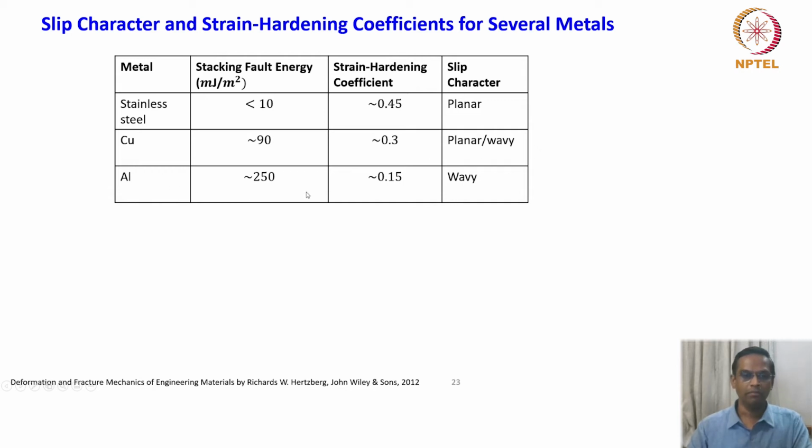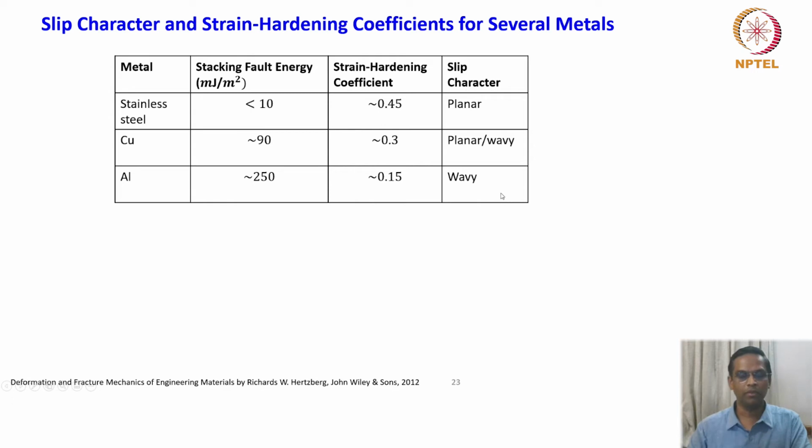And if you look at the aluminium, which has a very high stacking fault energy, you can relate all these stacking fault energy values with the dislocation dynamics and mechanics, which we are already familiar with, right? But when the stacking fault energy is very high, in this context of mechanical testing, especially a tensile test, the material has a low strain hardening coefficient. It is not going to strain harden much as compared to the stainless steel or copper. And the slip character is going to be wavy.